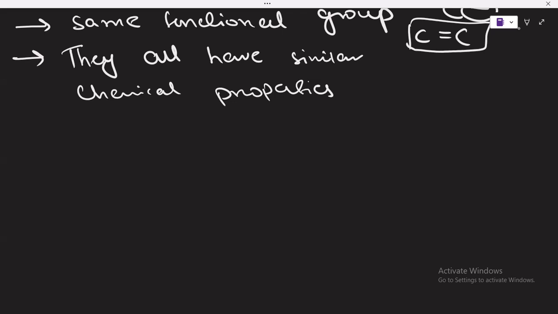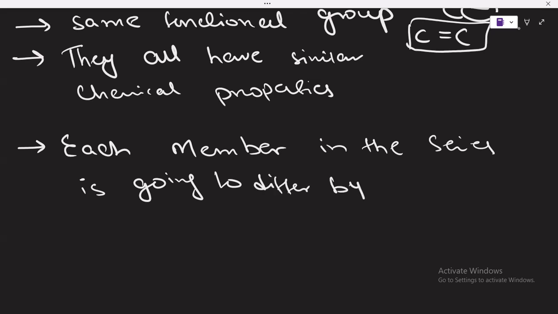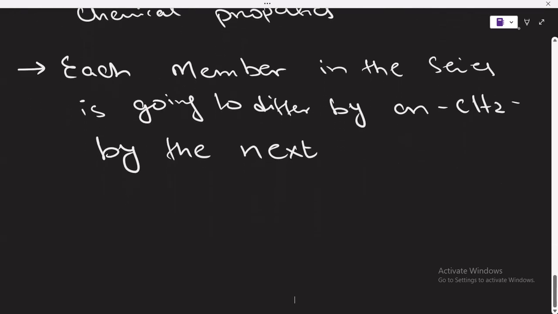Okay, now this is one more thing. The other thing here is what we talked about before, that each member in the series is going to differ by a CH2 unit from the next. What does this mean? This means that the next molecule in the series of alkenes or alkanes or whatever will have an additional CH2 unit from the previous one. Okay, and we'll take one more example to clearly understand all of these 4 points.